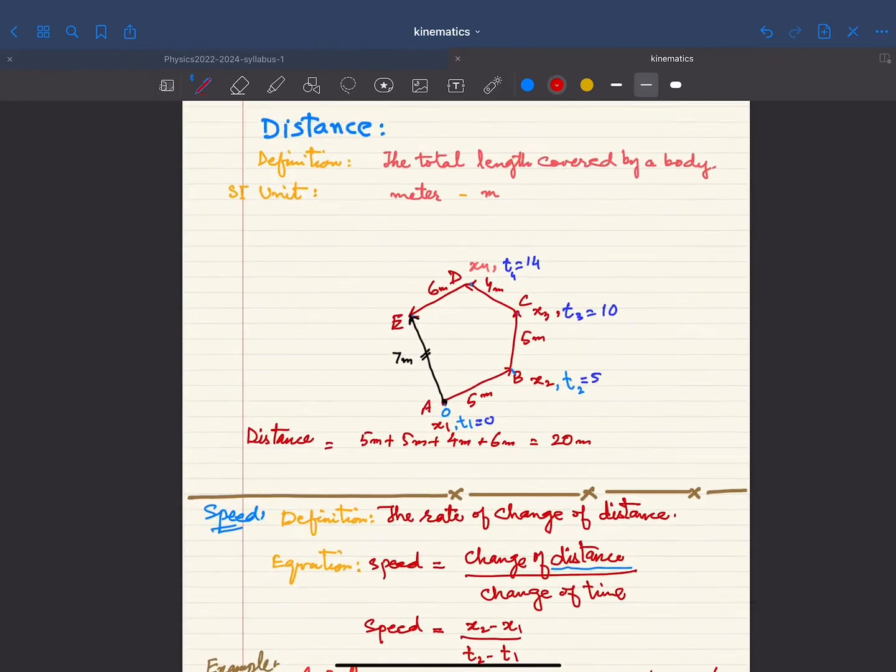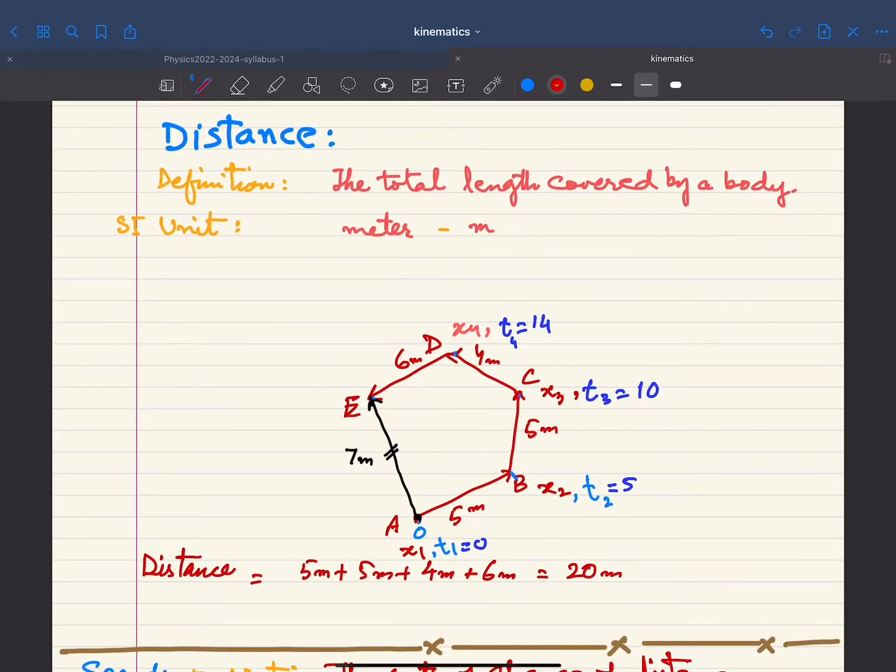Now we are moving towards another very simple term which we have been using. Quickly, we have to go through these definitions, and review and recall them. As far as distance is concerned, the definition is the total length covered by a body. When a body is moving, the total length covered by the body will be the distance. This is the simple definition of distance, and we have been studying it before as well. We also know that the SI unit of distance is the meter.